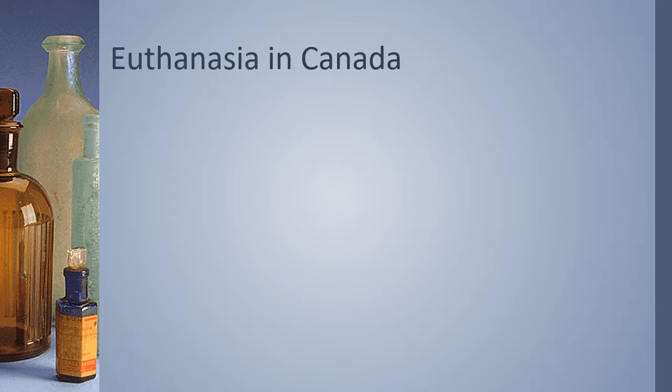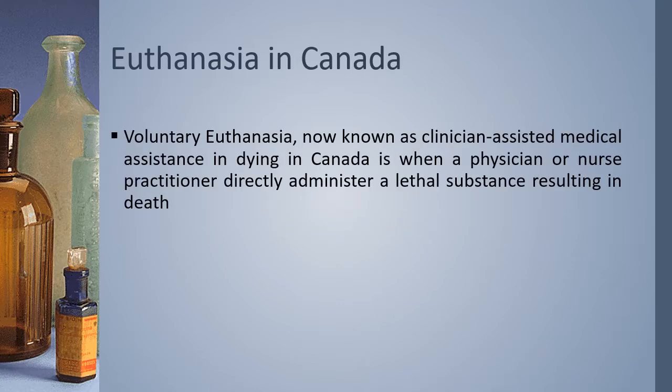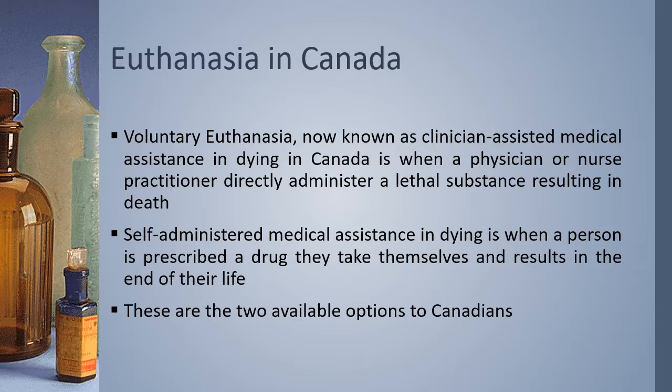Euthanasia in Canada. Euthanasia was first legalized in Quebec in 2014, then nationally in June 2016. Voluntary euthanasia, now known as clinician-assisted medical assistance in dying, in Canada is when a physician or nurse practitioner directly administers a lethal substance resulting in death. Self-administered medical assistance in dying is when a person is prescribed a drug they take themselves and results in the end of their life. These are the two options available to Canadians.